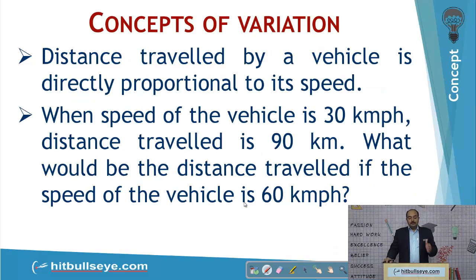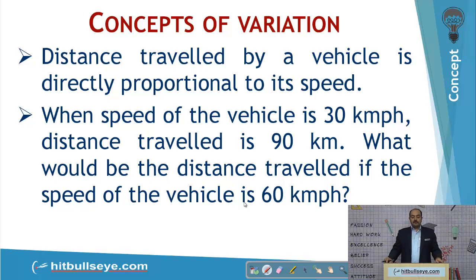So we have a question with the help of which we'll explain the concept. It says distance traveled by a vehicle is directly proportional to its speed, and when the speed of the vehicle is 30 km per hour, distance traveled is 90. What would be the distance if the speed is 60? We'll move to the first thing.